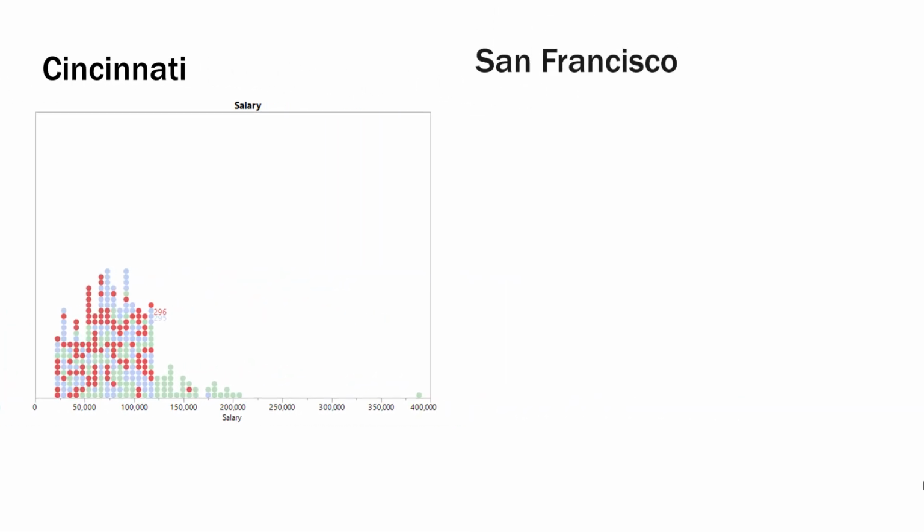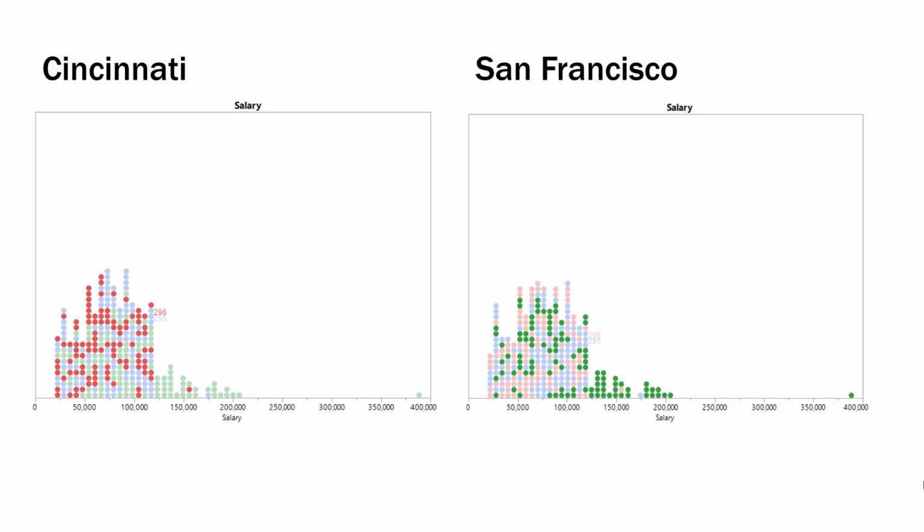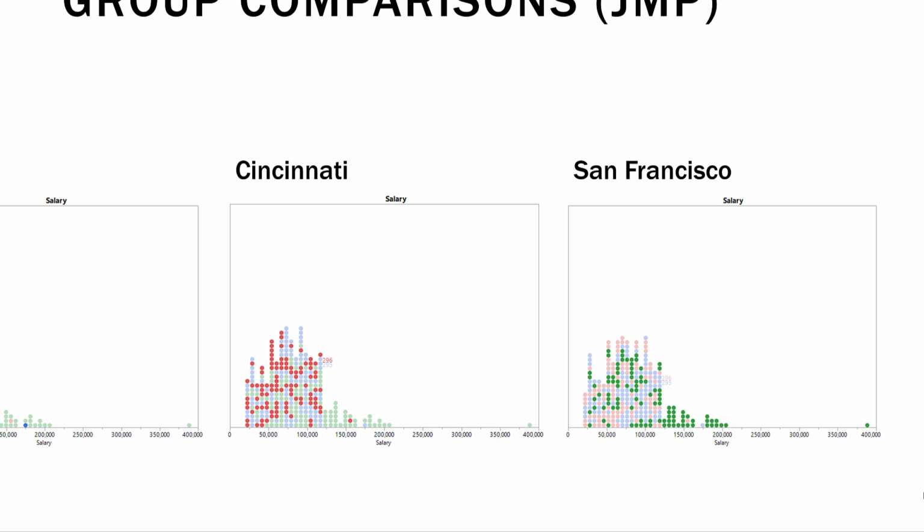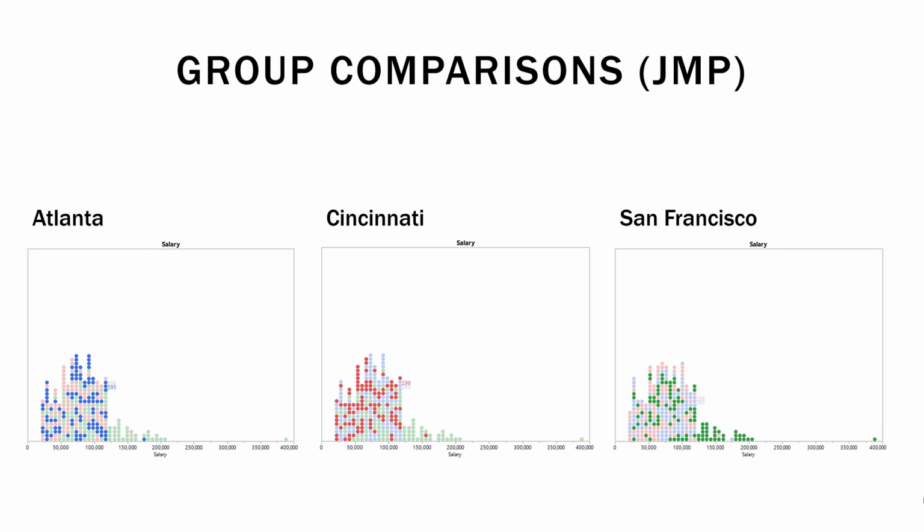Then we can look at San Francisco and see that, yes, there are some salaries in that same area as Atlanta and Cincinnati. However, the higher end salaries above $125,000 are almost entirely, almost exclusively based in San Francisco. So in the dot plots, in this case in JMP, we can actually highlight each individual city or any combination of cities that we'd like to see where those individual observations fall, which can be very helpful.